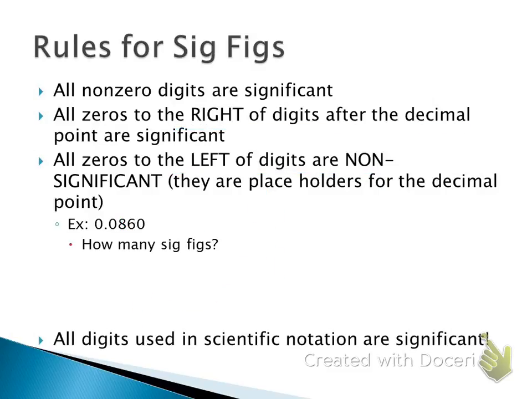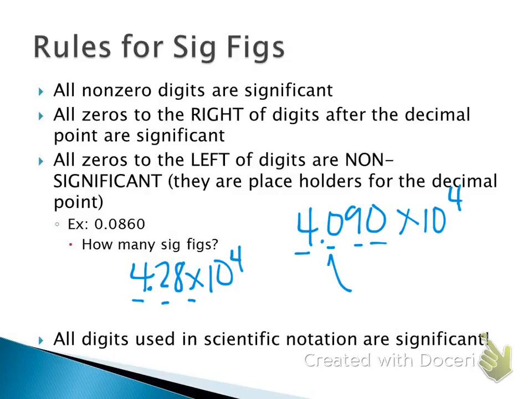All digits used in scientific notation are considered significant. And that's not in the expanded scientific notation. It's just what we see. So if I have 4.28 times 10 to the 4th, how many sig figs? 3. I don't care about the expanded version. Zeros between digits are significant. So this one is significant because it's between digits. This one is to the right of digits after a decimal point. Plus, it's in scientific notation. So it's significant.